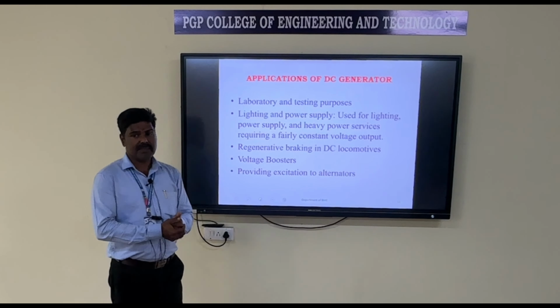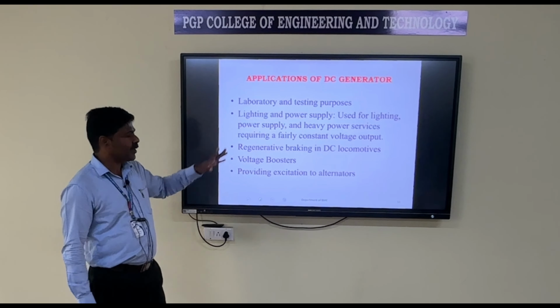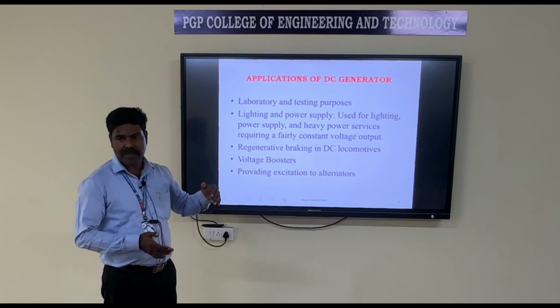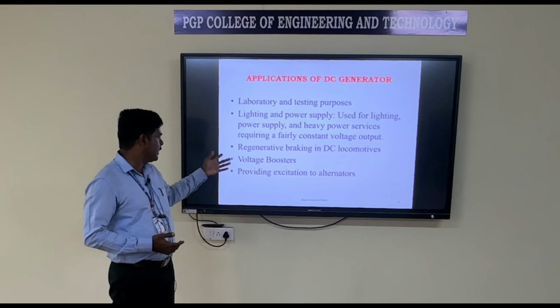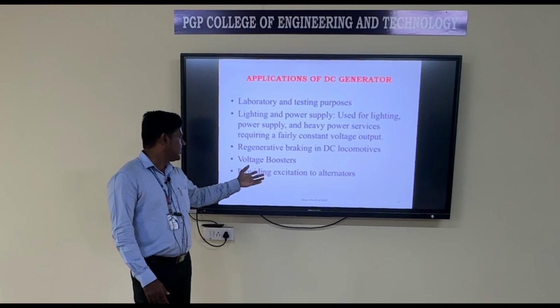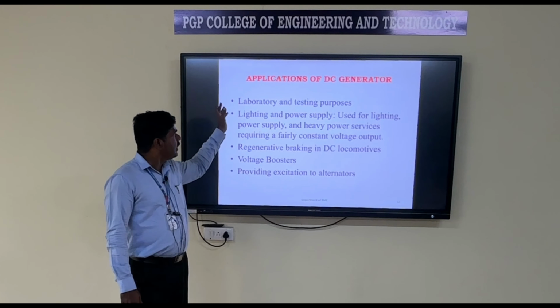These are some applications of DC generator. For laboratory and testing purposes, we are using the wide range of output voltages we can apply by using DC generator. Then lighting and power supply and regenerative braking in DC locomotives. Then we use them as voltage boosters, then providing excitation to alternators. These are some applications for DC generators.